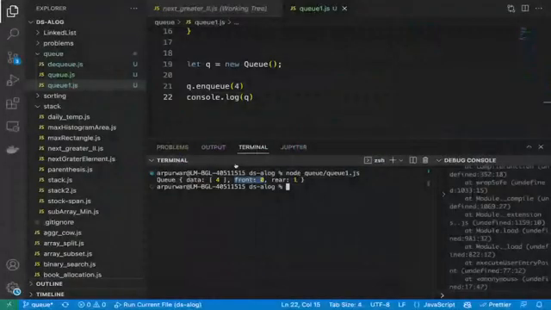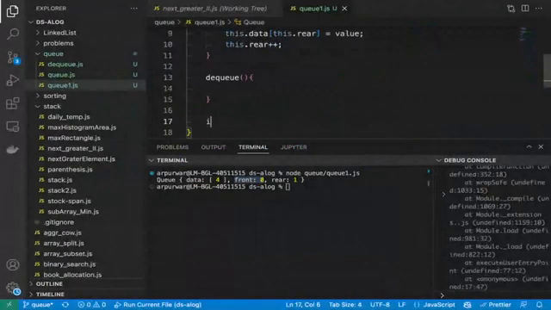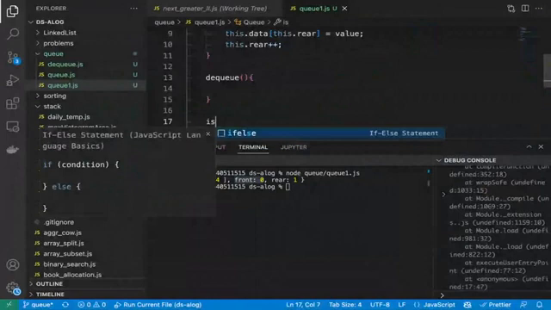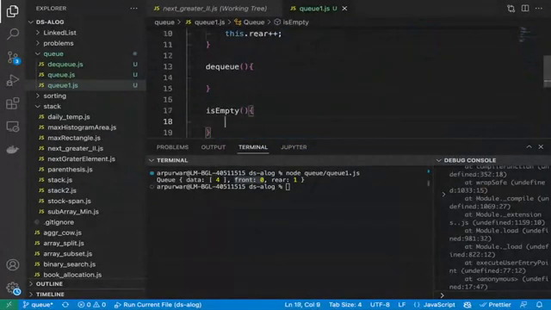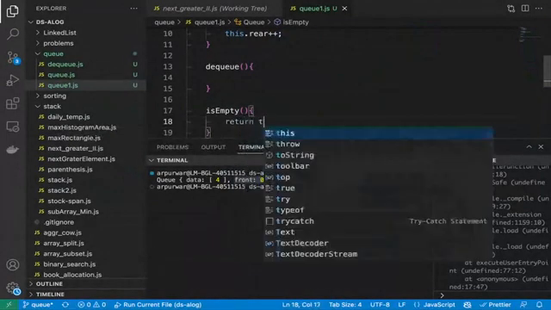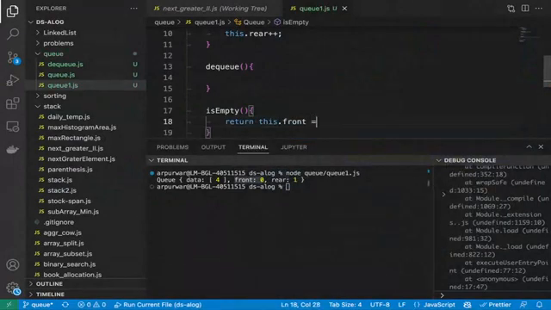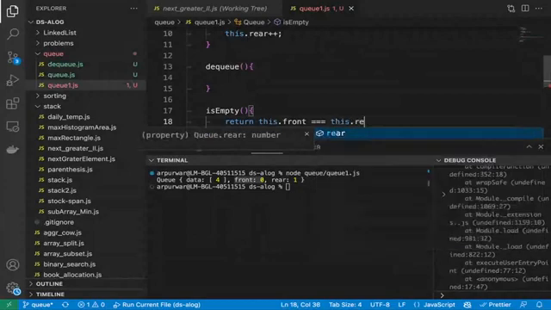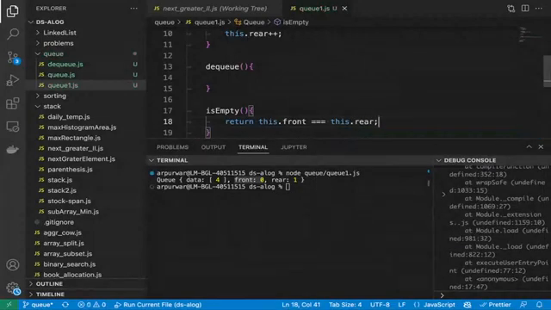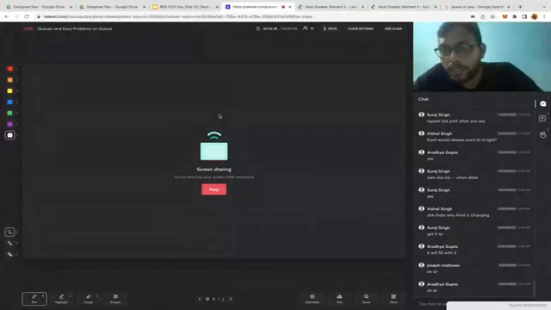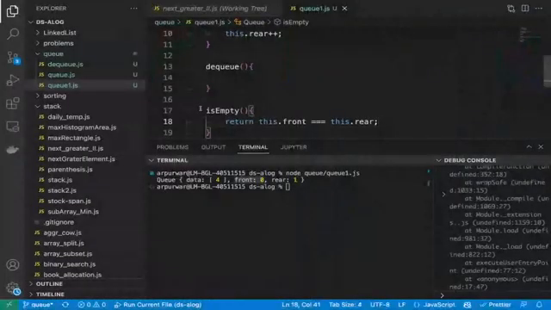Yeah. So see, now you got the empty condition also. If somebody is asking what will be the empty scenario for Q, that scenario would be return this.front equal to this.rear. Wherever both are equal, it means it's empty. If it's not, it will give us false. So this is the empty scenario.